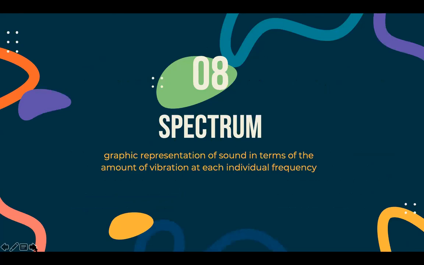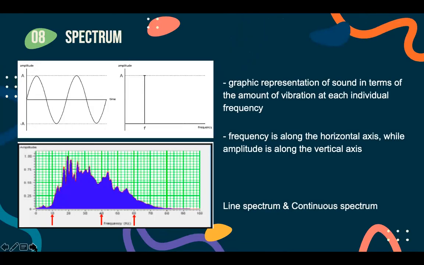Next, spectrum. It is a graphic representation of sound in terms of the amount of vibration at each individual frequency. In a graph of a spectrum, frequency is along the horizontal axis because it is an independent variable, while amplitude is along the vertical axis. So it is a dependent variable. There are two types of spectrum. One is line, and the other is the continuous spectrum.